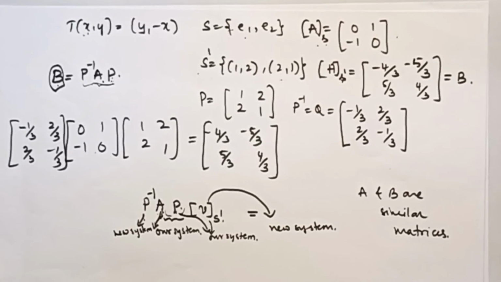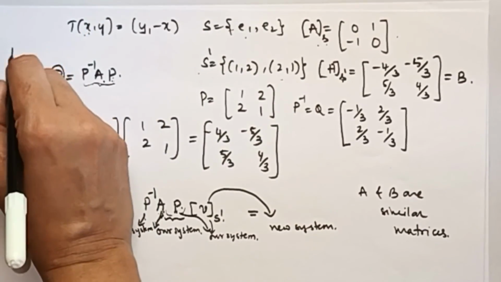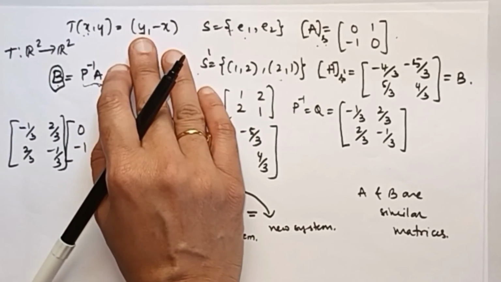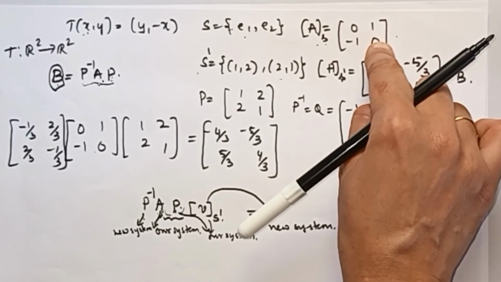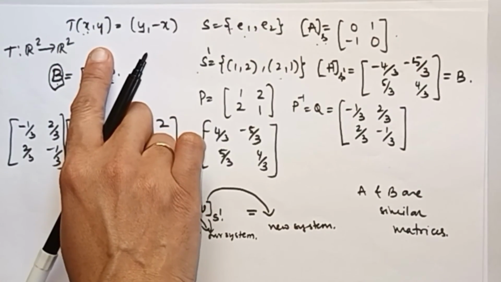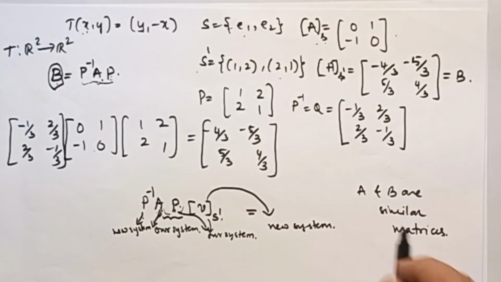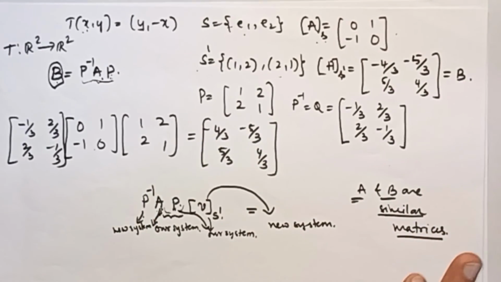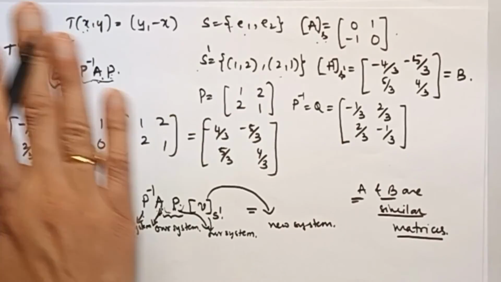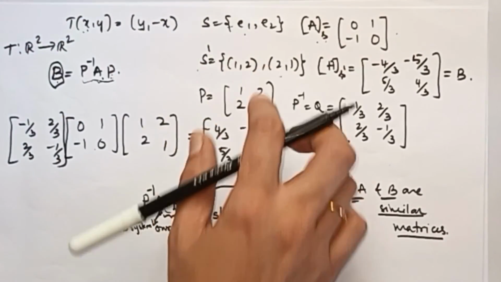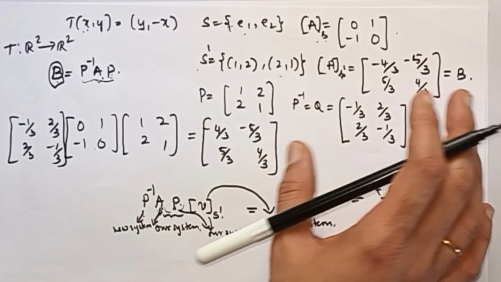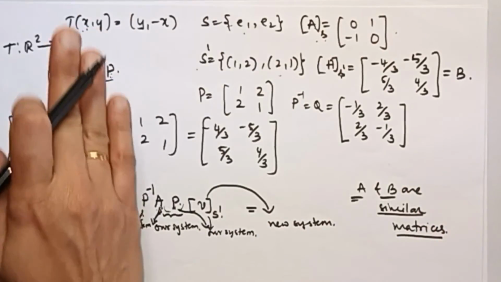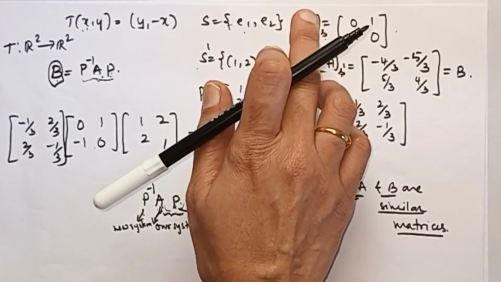Similar matrices are nothing but they represent the same linear operator. The operator was T from R square to R square, which is a rotation of a plane by 90 degrees clockwise. This matrix as well as this matrix represent the same linear operator, but with respect to two different bases. So all such matrices form a new category called similar matrices, because they represent the same linear operator. If you take one more basis, S double dash, you will get a matrix of this transformation with respect to that basis. Then that matrix is also similar to B as well as this matrix A.